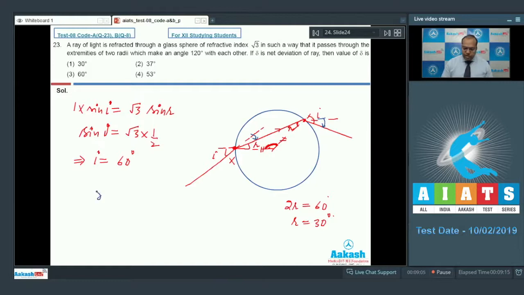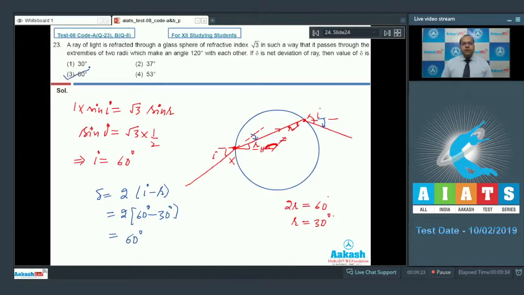So total deviation delta is equal to 2 times (i minus r), and both deviations are in same sense. So if I substitute the value of i and r, this is 60 degree minus 30 degree. So if I solve this, it comes out to be 60 degree. So option 3 is the correct answer.